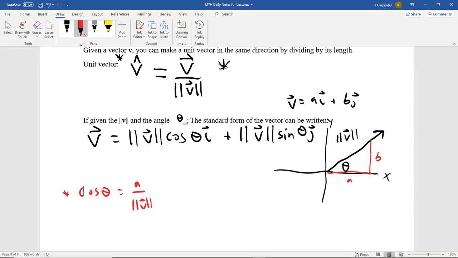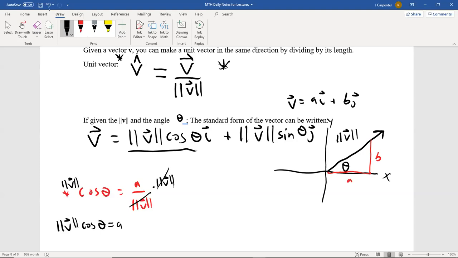If you just multiply both sides by the denominator, so that those cancel, that tells you exactly what you see up there. The magnitude, or the length, times the cosine is the A component. Boom.